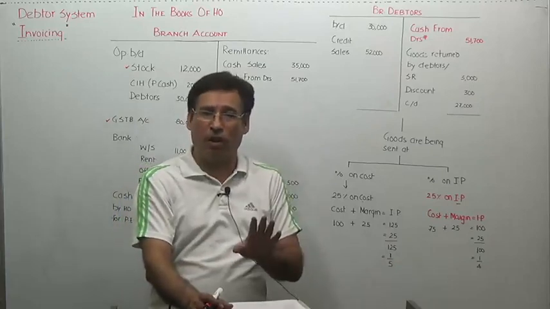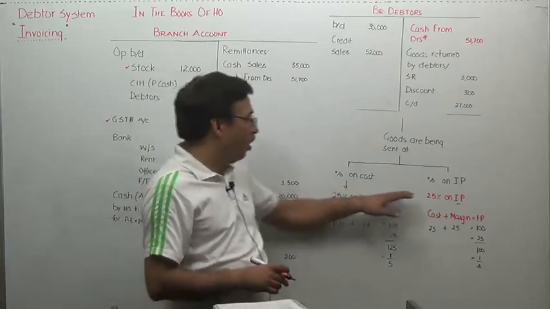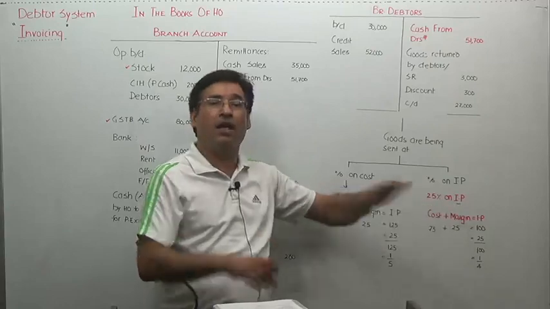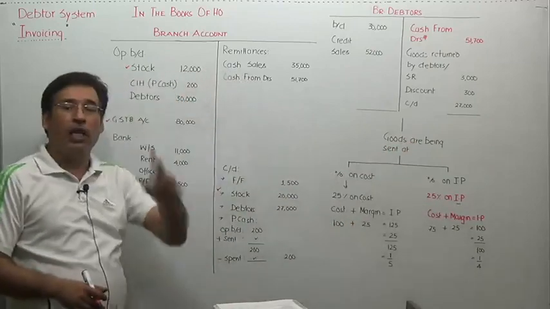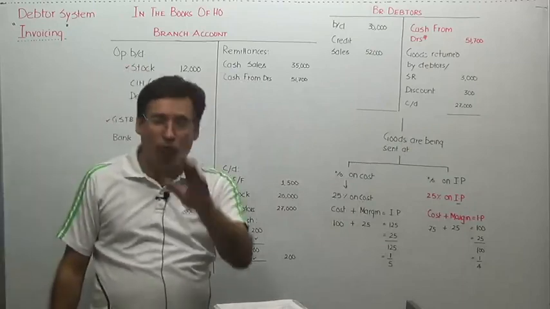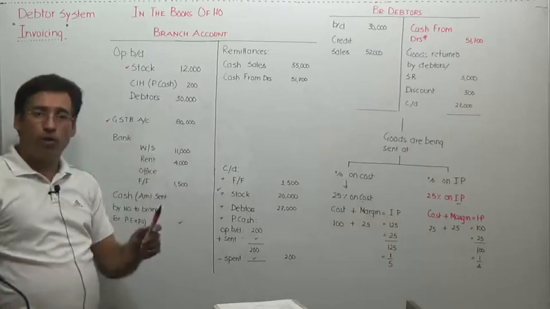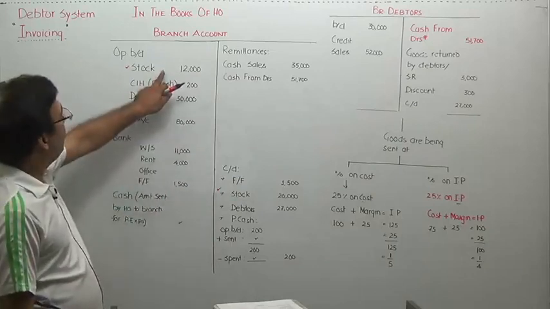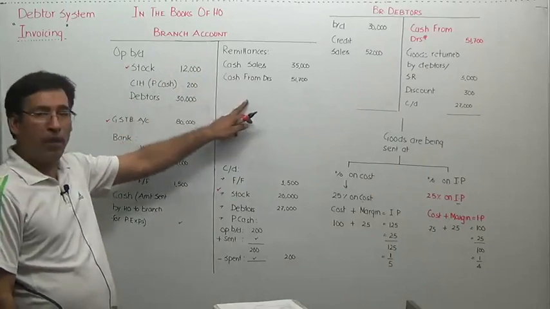Is it clear to you or not? So, opening rates might be at cost or invoice price. Irrespective of that, items below shall always be at invoice price. It means now what I am supposed to do, I have to bring the opening stock, which is at invoice price, to its cost price.